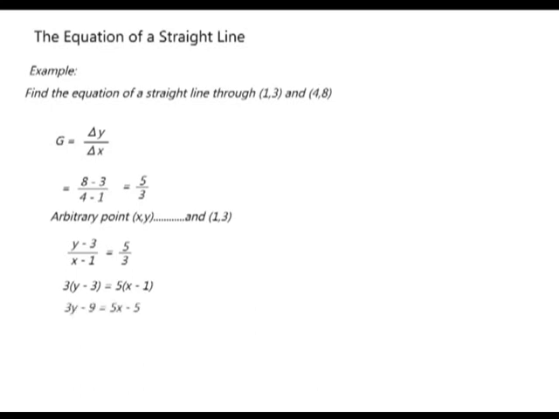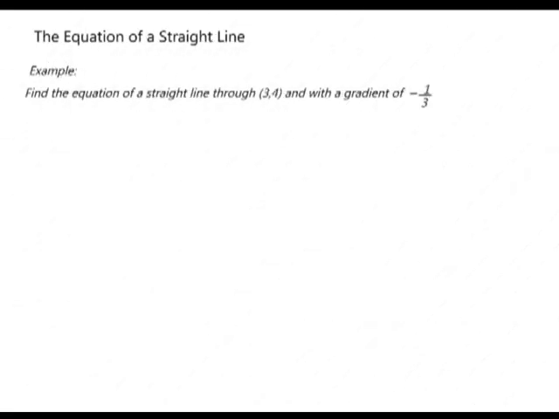That gives us 3y minus 9 is equal to 5x minus 5. Then 3y is equal to 5x plus 4. You can leave it like that, but you can also simplify the left hand side to remain with y. So we divide everything by 3 and we shall have y is equal to 5 over 3x plus 4 over 3. Another example, find the equation of a line through the point 3, 4 and with a gradient of minus 1 over 3.